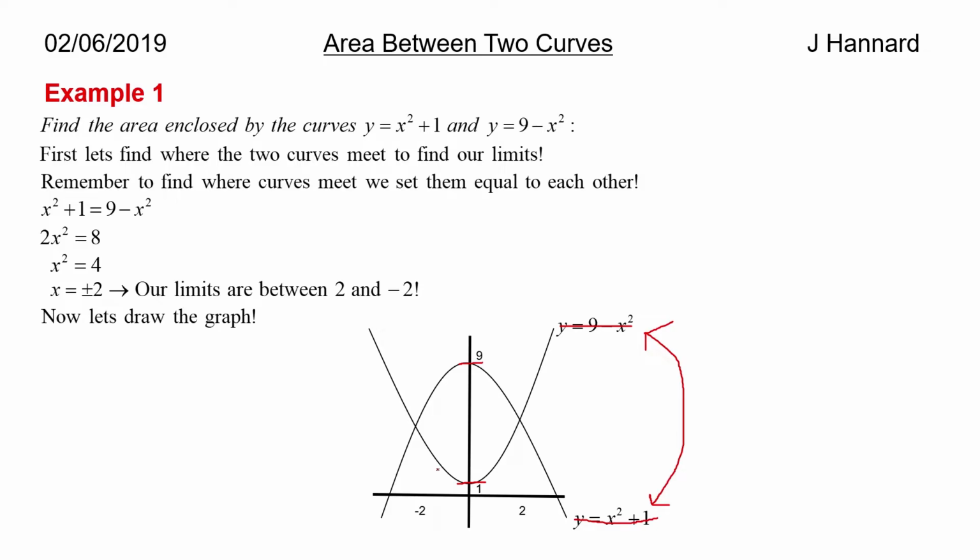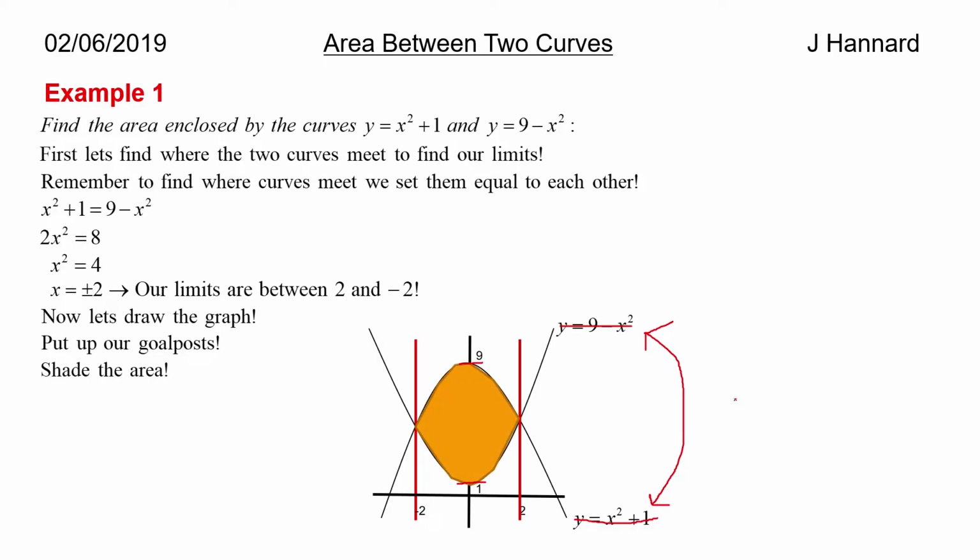Basically we need to identify what is the ceiling and what is the floor. So let's have a little look. We put up our goalposts as well at minus 2 and 2, so more information that we've got there. Essentially what we're looking for is this area between 9 and 1. So there you go. We've actually shaded that quite well.